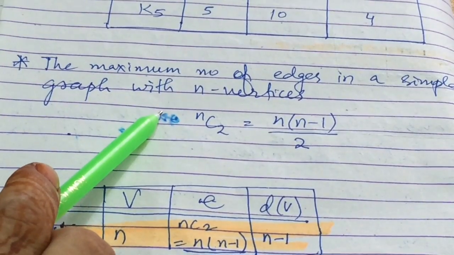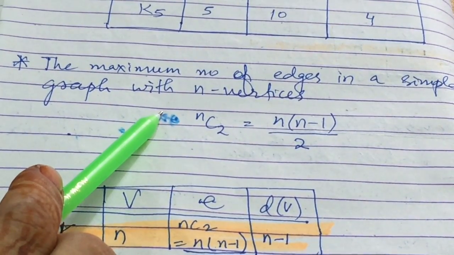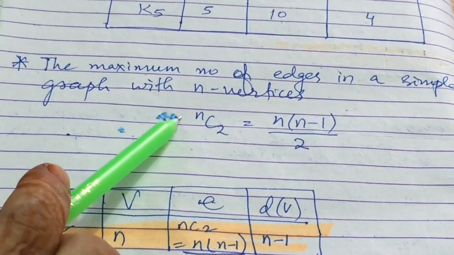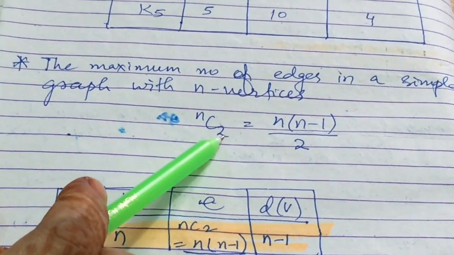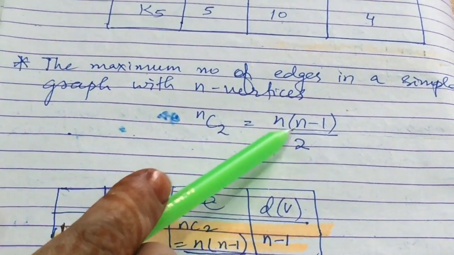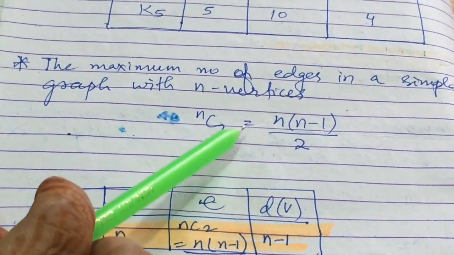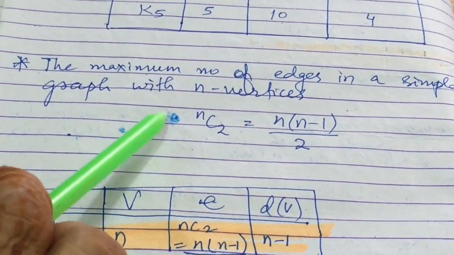In any graph, if there are n vertices, then the maximum number of edges will be nC2, that is n into n minus 1 by 2. Make a note of it, this is very important. The maximum edges in a simple graph will occur only in the case of a complete graph. If a graph is a complete graph, then only the maximum number of edges will be present in that graph.